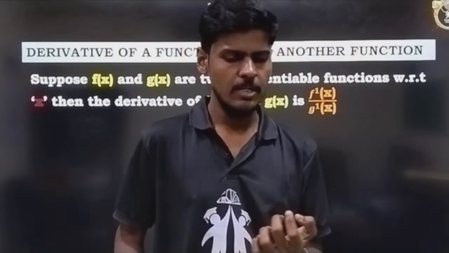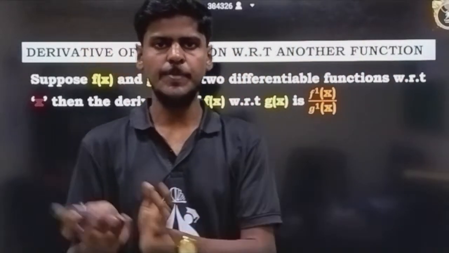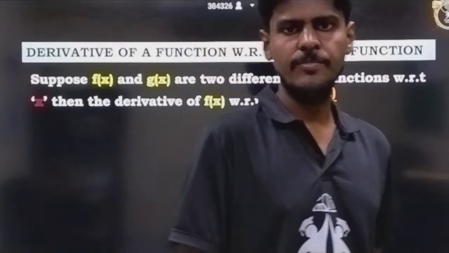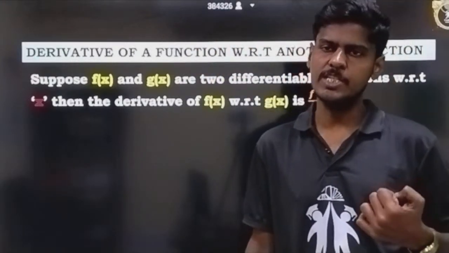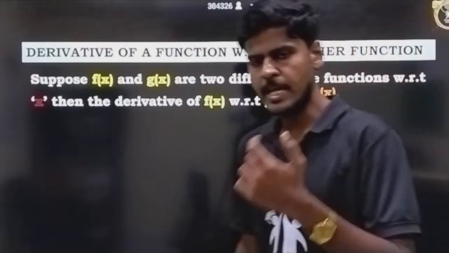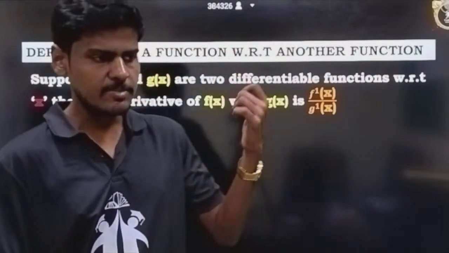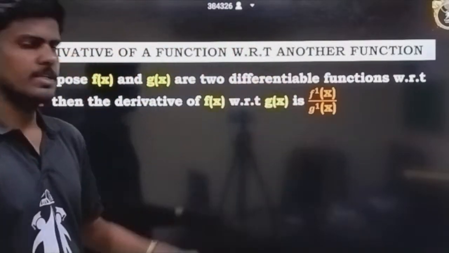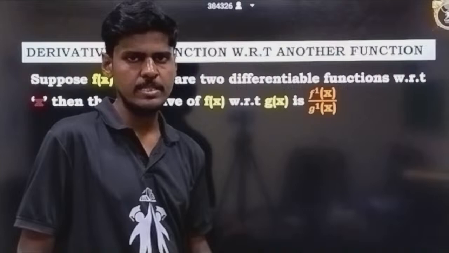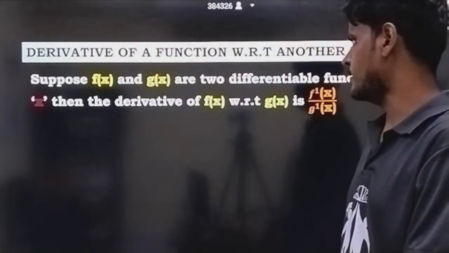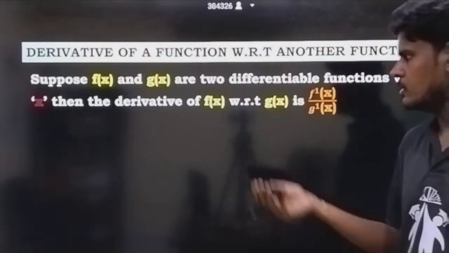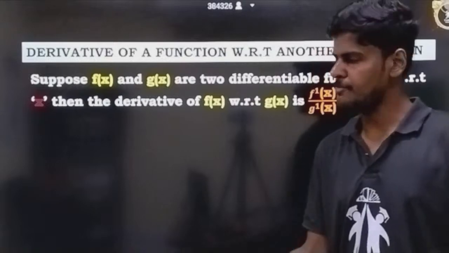For example, they may ask: differentiate log x with respect to sin x. Then how to do those questions? First we have to differentiate log x with respect to x and sin x with respect to x, and divide those. f dash of x divided by g dash of x. That is the formula for this. dy by dx is equal to f dash of x by g dash of x.